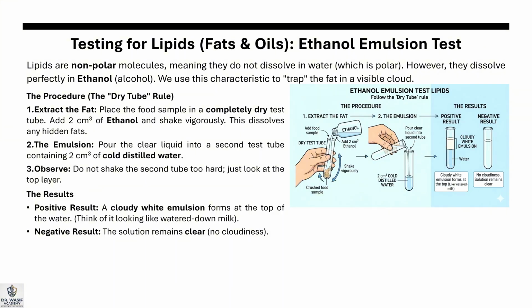But why does it turn white? Because when the ethanol hits the water, the alcohol immediately dissolves into the water. But the fat that cannot dissolve gets stranded in millions of tiny droplets, and these droplets are so small that they stay suspended, scattering light in every direction. That scattered light is what our eyes see as a white cloud.